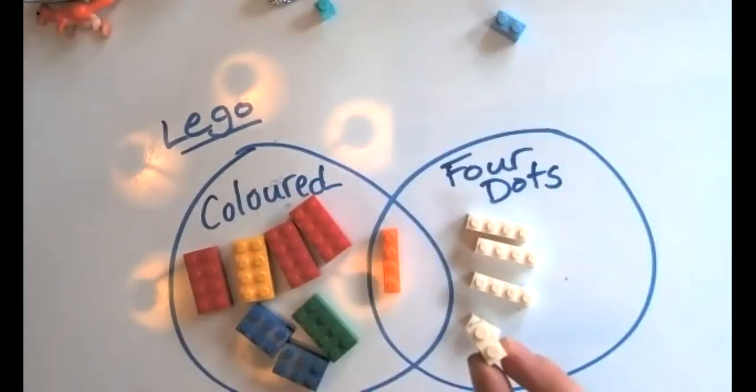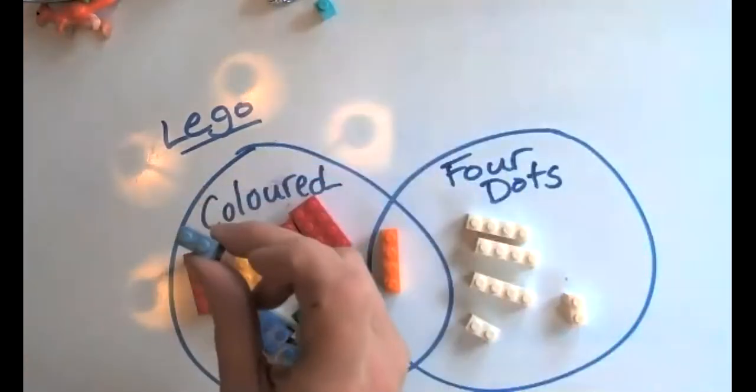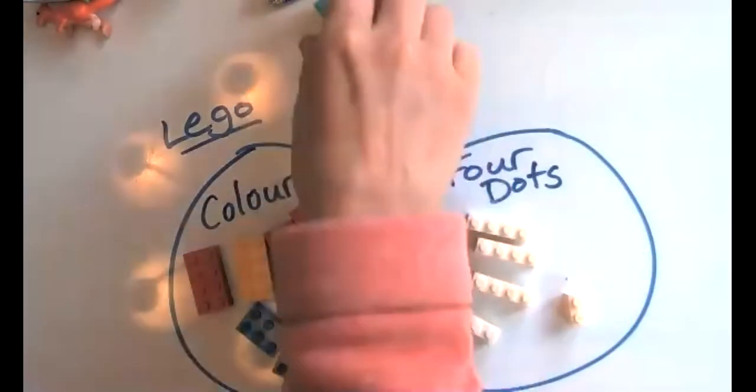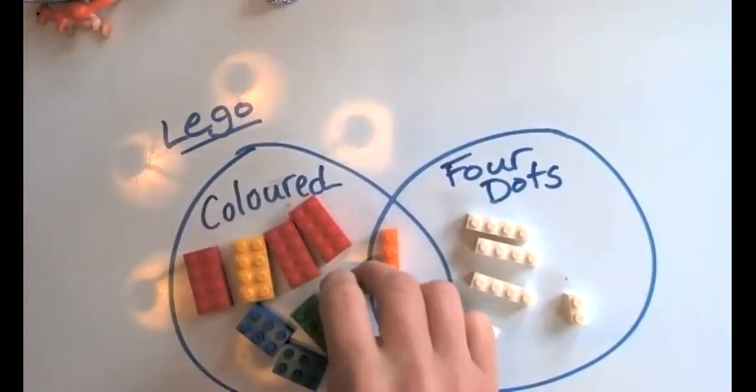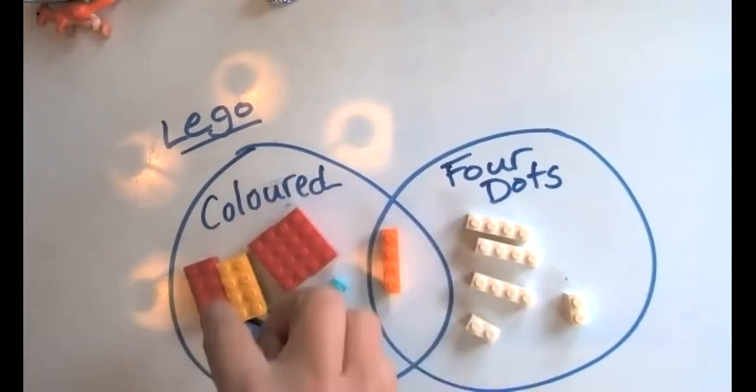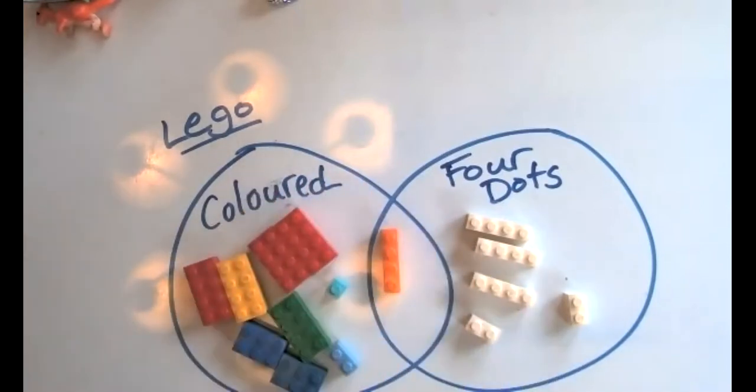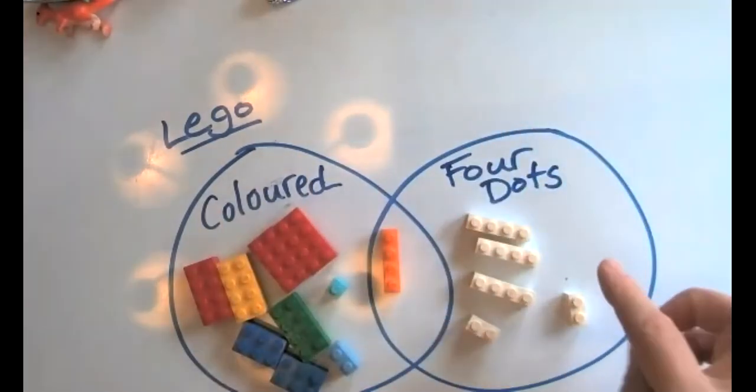Not colored, but not enough dots. Colored, but not enough dots. And colored, but only 1 dot. So you can see here, all of the Lego that is colored is in this square, or not, sorry, that's an oval. In this oval, all the ones that have 4 dots.